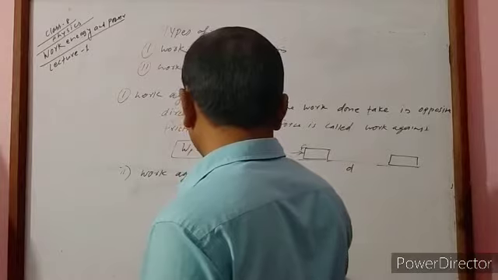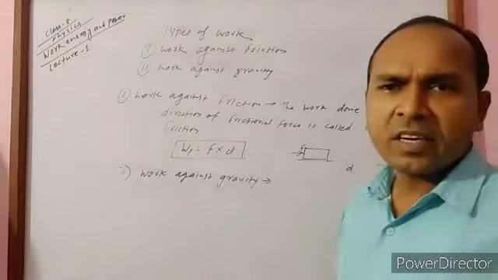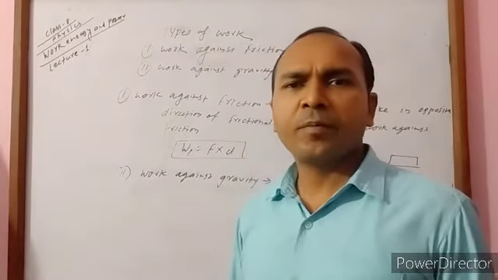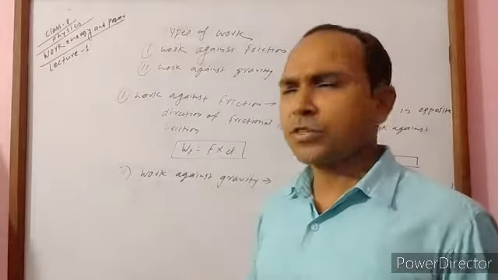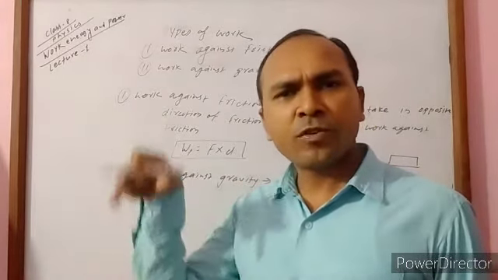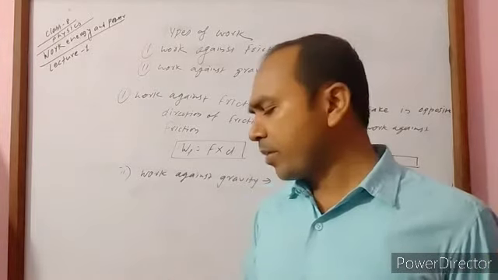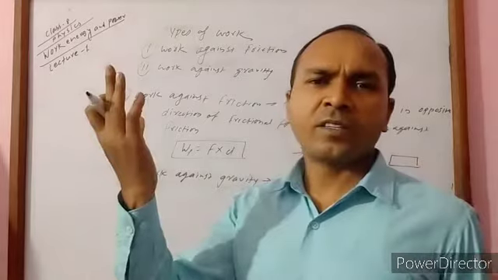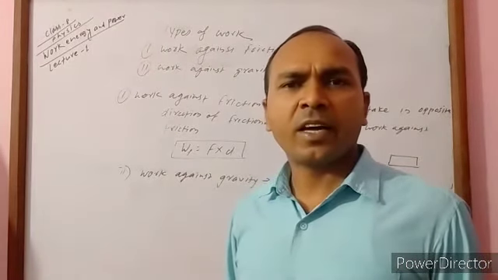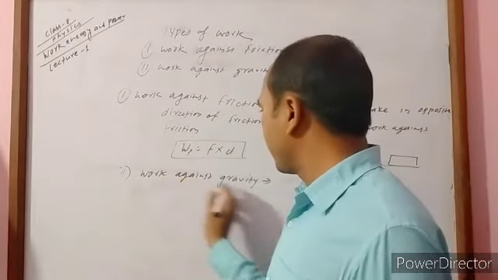Another, work against gravity. Work against gravity means when we apply force on the body and the body displaces in the direction opposite to the force of gravity. We already know the direction of the force of gravity is toward the center of earth, vertically downward. But when we throw any object vertically upwards, the displacement takes place opposite to the direction of gravity. So at that time the work done is work against gravity.